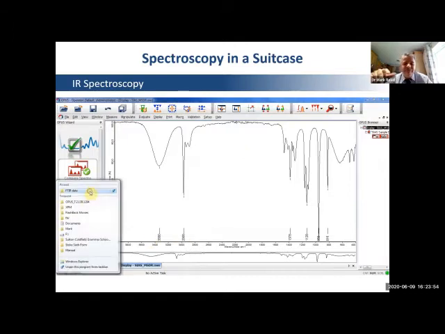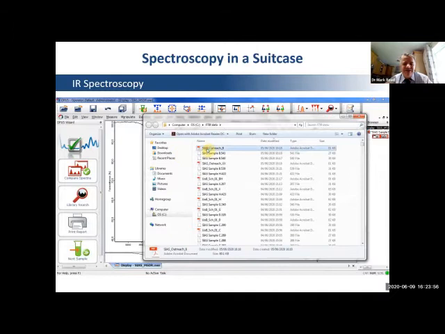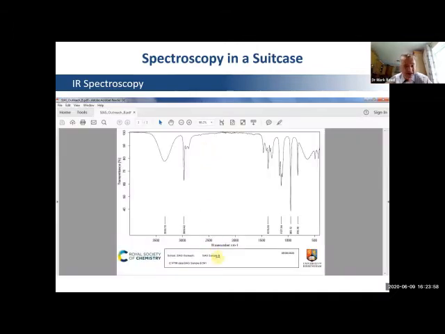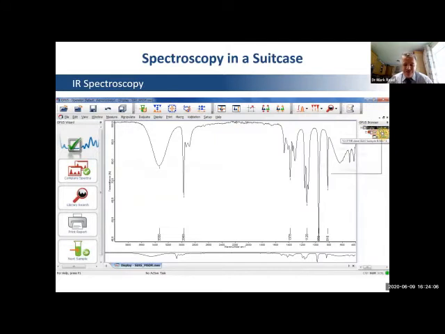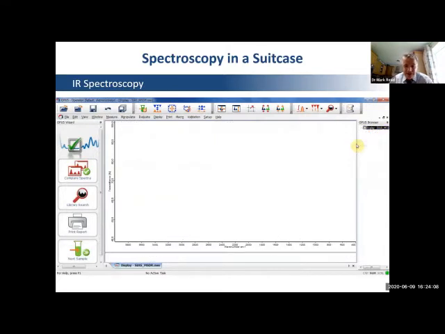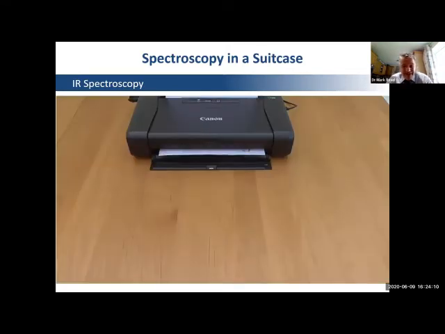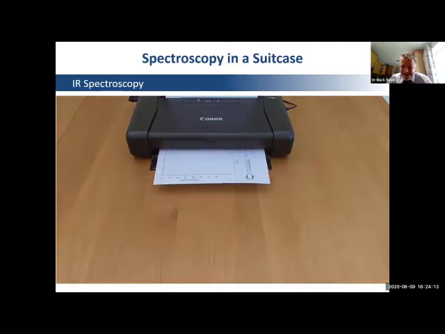And I am going to come back to these PDFs because we save that spectra and that is what is produced. So you can see in just a few seconds, with a very small amount of sample, I've got an infrared spectrum, which is very useful. And then in the classroom, what we do is print it out. So we've got a hard copy as well.